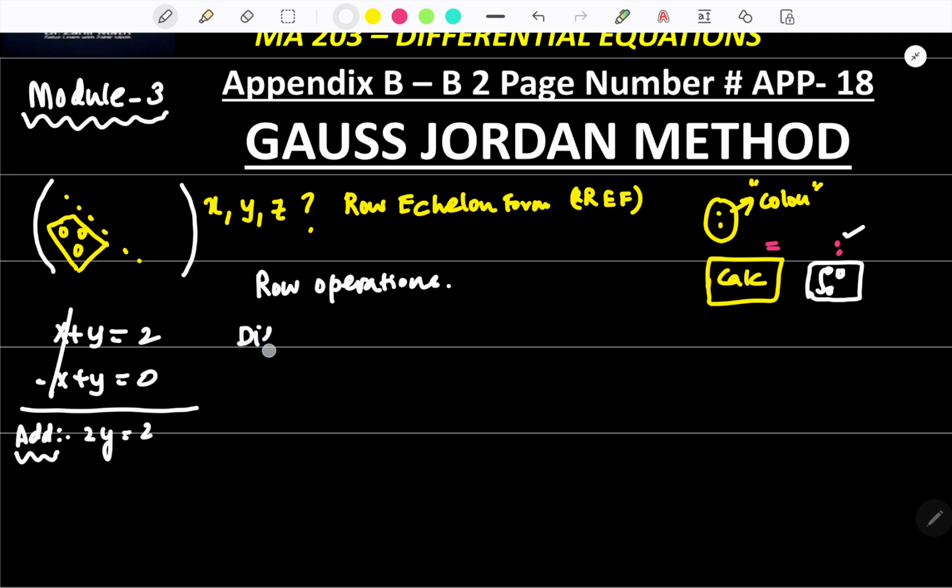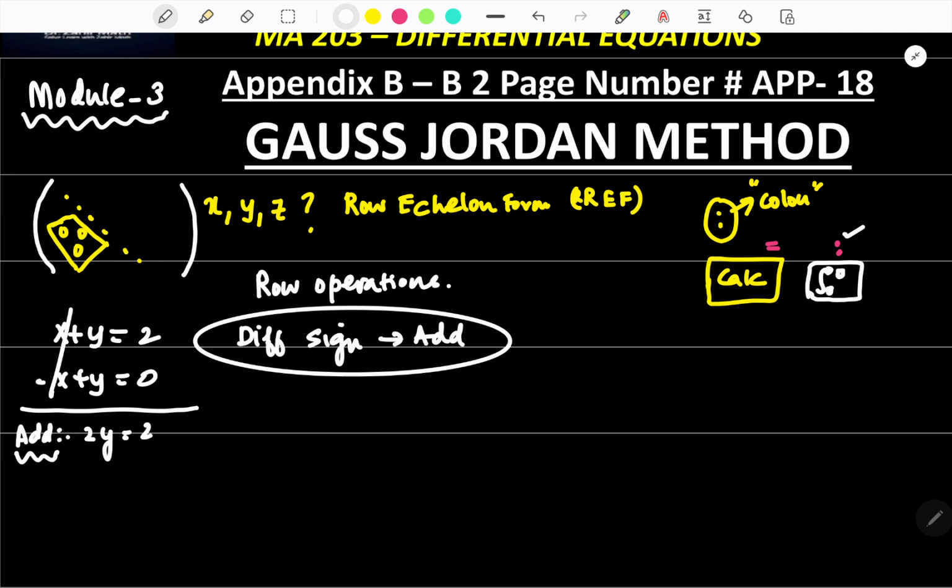Keep in your mind, this is a rule: if different sign, you add. Let me give you another example. Suppose you have x plus y is equal to 2 and x plus 2y is equal to 3, and you want to cancel this x. So what you will do, you will subtract, because if you subtract, this x gets cancelled.